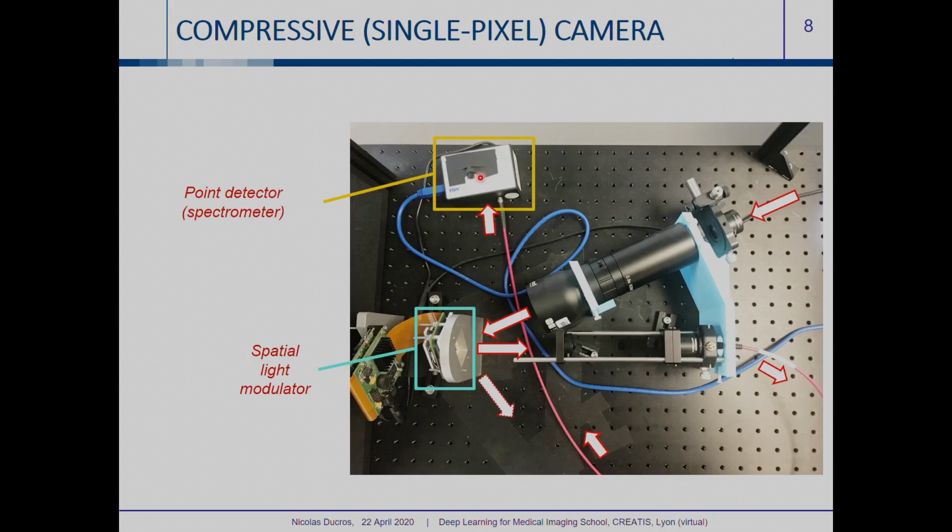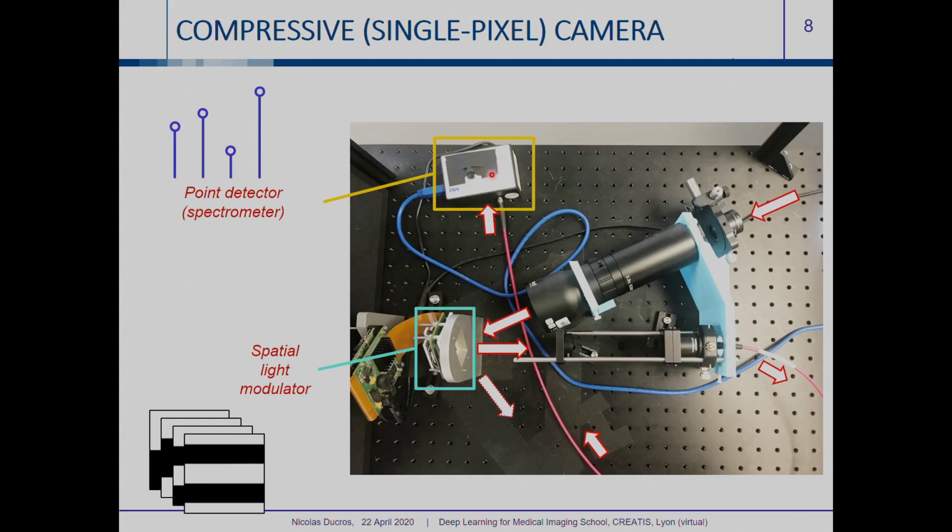To perform an acquisition, we upload different patterns onto the spatial light modulator. Here white means that light will be reflected towards the optical fiber, and black means it will not. So we upload this pattern, we get a measurement here, we upload another pattern, we get another value here on the point spectrometer, and so on and so forth. And this is how we collect the raw data.